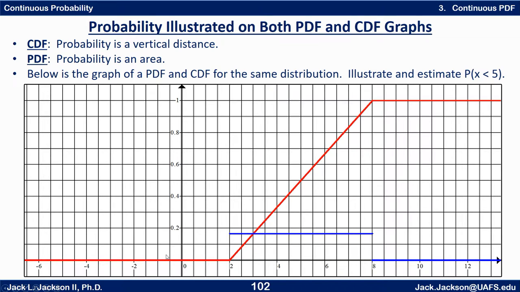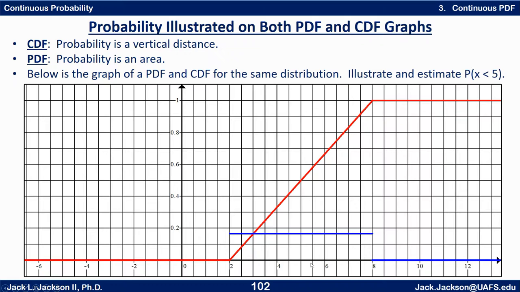Now, connecting this together with both the PDF and CDF graphs, here's a PDF and CDF graph for the same distribution. Illustrate and estimate the probability that x is less than 5 on both graphs. See if you can go ahead and do this yourself now. Press pause, come back when you're ready.